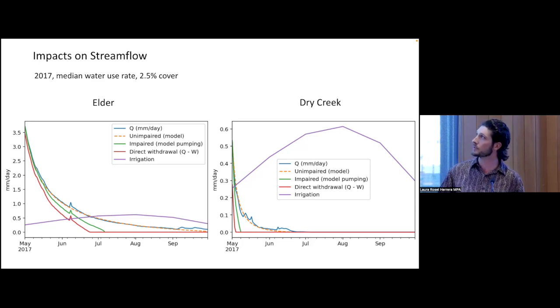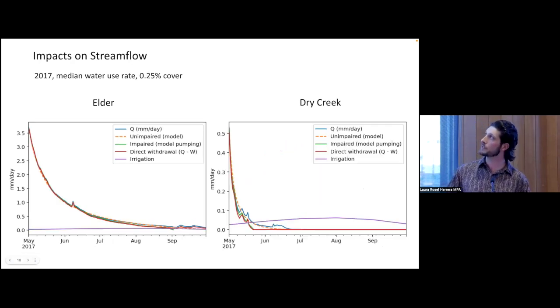In these scenarios, this water year is representative of 2017, a median water use rate and 2.5% cannabis cover on the landscape. You can see that Dry Creek, our melange stream, goes dry every year under natural conditions, but this level of water withdrawals greatly accelerates that drying. In Elder Creek, 2.5% cannabis cover on the landscape is enough to de-water this historically perennial stream that's never been observed as intermittent during the summer season. Another interesting thing to point out is that the effects of surface water withdrawal are accelerated compared to groundwater withdrawal, which we might expect.